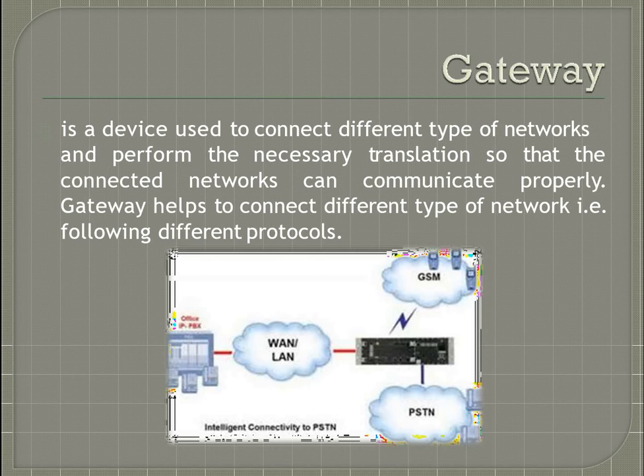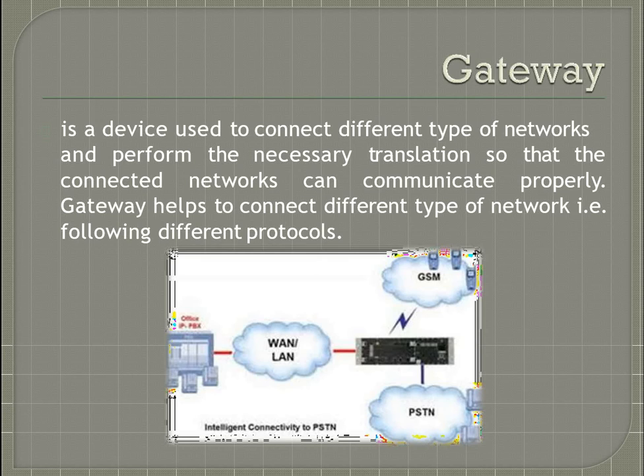This gateway is a device which establishes an intelligent connection between a local area network and external networks with completely different structures. The difference between a bridge and a gateway is that a bridge is used to connect networks of the same type, but a gateway is used to connect dissimilar networks.